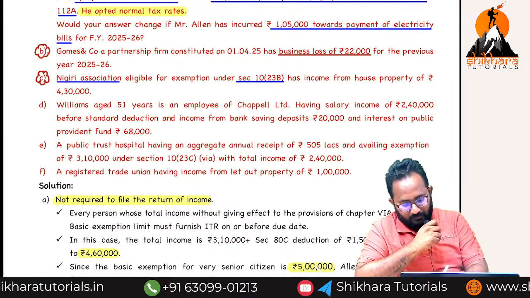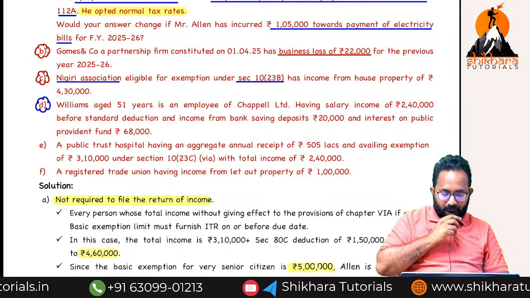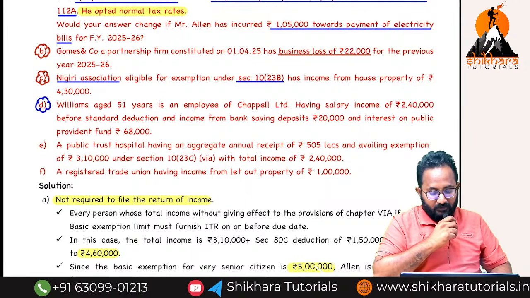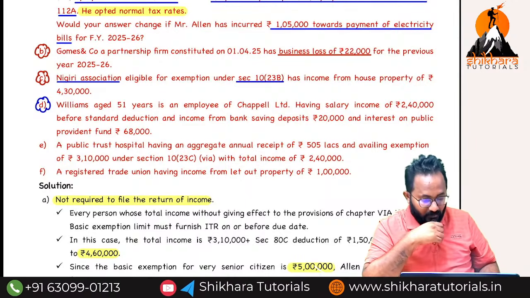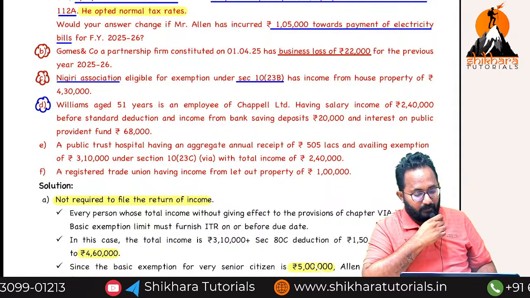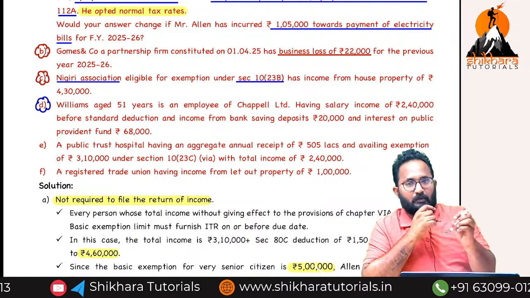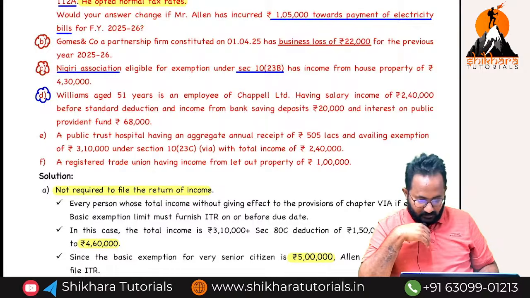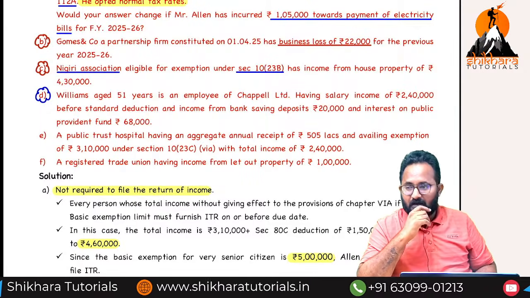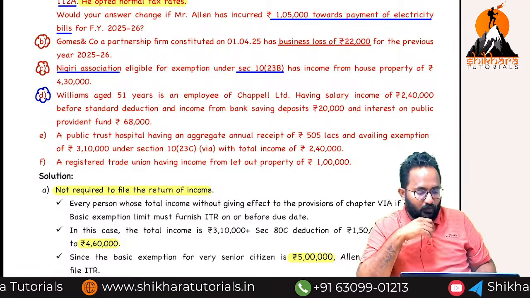question, please read, Ma. Again they have given an individual. Williams, how many years of age, Ma? 51 years of age, is an employee. Salary 2,40,000 before standard deduction. Income from the savings bank account is 20,000. Interest on public provident fund is 68,000. Please calculate the gross total income for me. Here, which regime is the assessee following? They have not given it. If not given, we have to take 115BAC, which is the default one. What is the standard deduction?